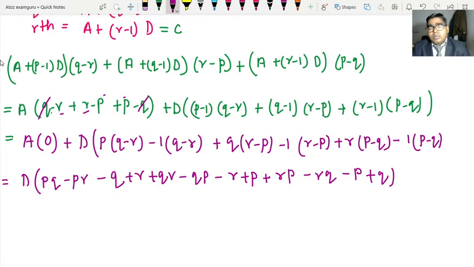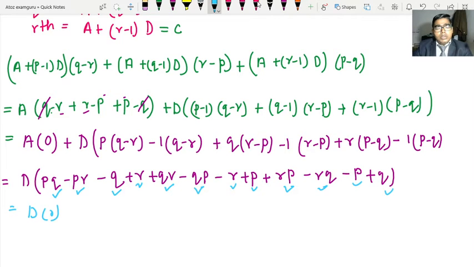P plus Q. And now if you see, it is plus Q and it is minus Q, this will be cancelled out. This is minus P and this is plus P, cancel out. This is minus R and this is plus R, cancel out. This is minus PR, and this is plus PR. It is plus PQ and it is minus PQ. This is QR and it is minus QR. So this will also be cancelled out.